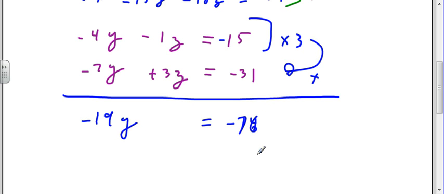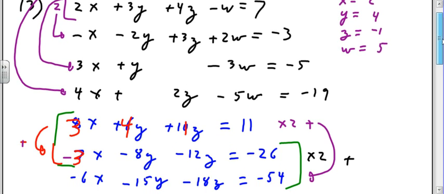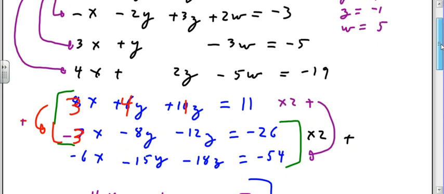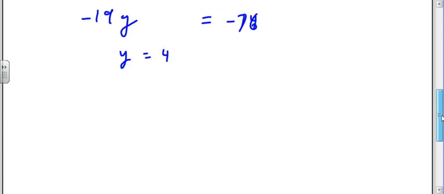Does 19 go into 76? Divided by 19, 4 times. Oh, yes, y is equal to 4. Is y supposed to equal 4? Yeah. Okay, excellent. So now I know y is equal to 4, and now I can proceed and come up with the other guys.